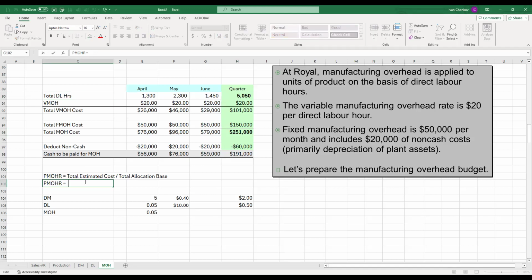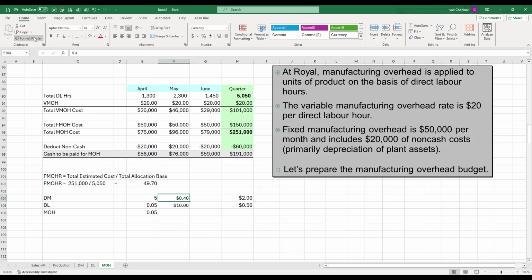So what we have to do is take the 251,000 divided by 5,050, and we're going to get the predetermined manufacturing overhead rate, which is this number divided by that number, and we get 49.70 cents. And that will be our predetermined manufacturing overhead rate.